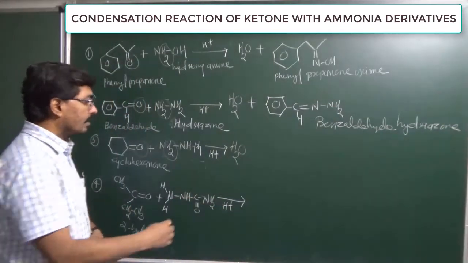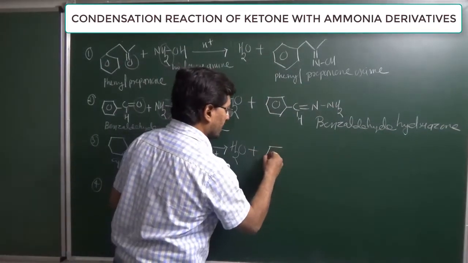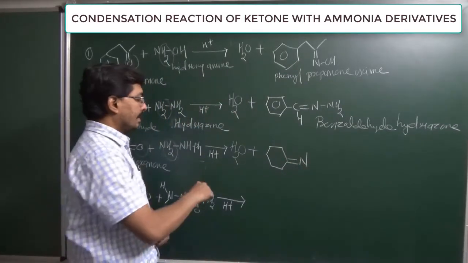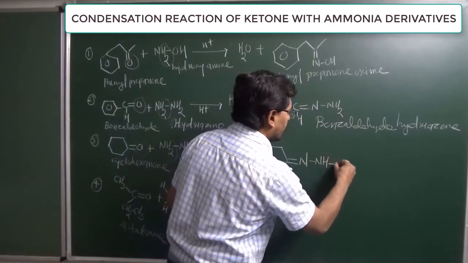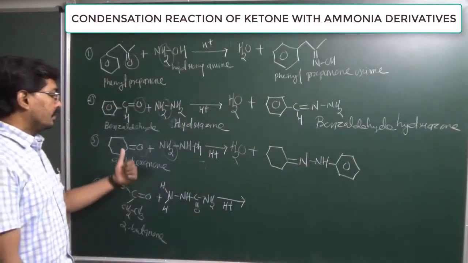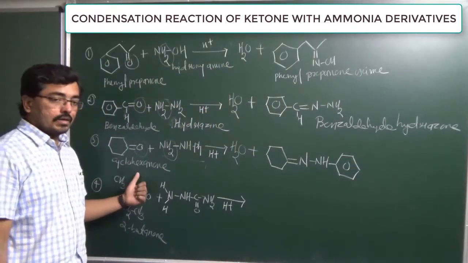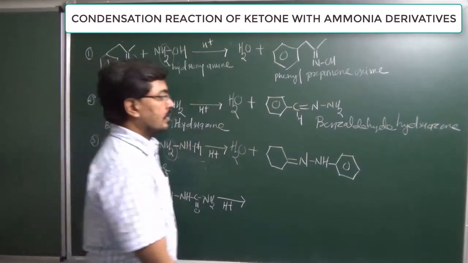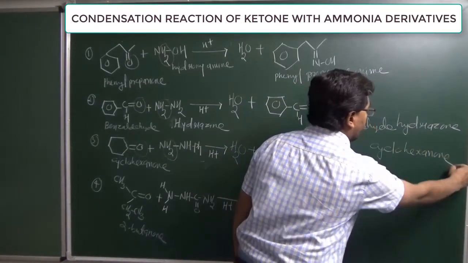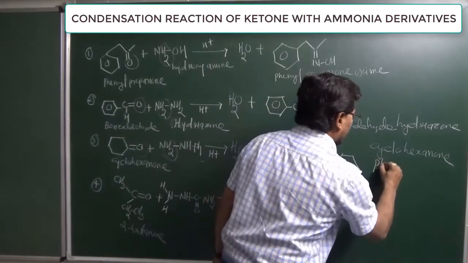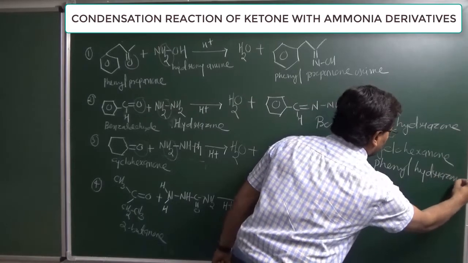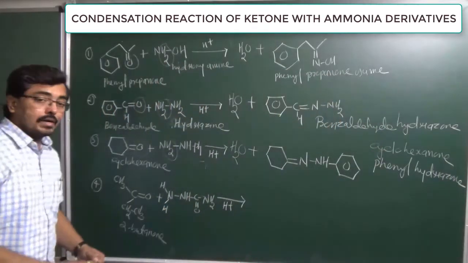First write the structure yourself. What will be the structure? Here the cyclohexanone carbon has a double bond with nitrogen, and the remaining part has NH, and I will write the phenyl ring separately. So the name of this structure we can give is cyclohexanone combined with this part. So the name of the structure will be cyclohexanone phenylhydrazone. Now the last structure you have to write by yourself.